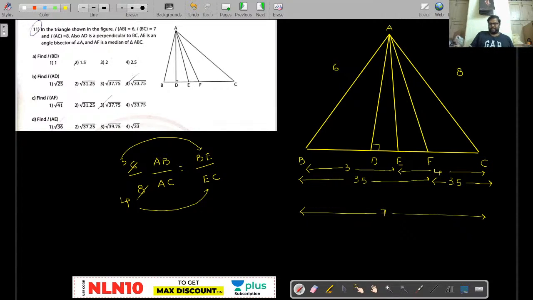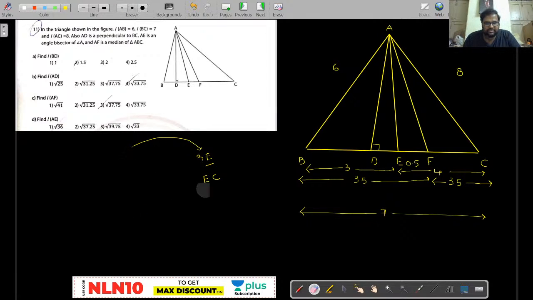And already you know FC is 3.5. EC is 4, then EF will be 0.5. BE is 3, and BF is 3.5. You can get this point, right? Am I right or wrong? Yes, I am right. Now, see how I solved the question.